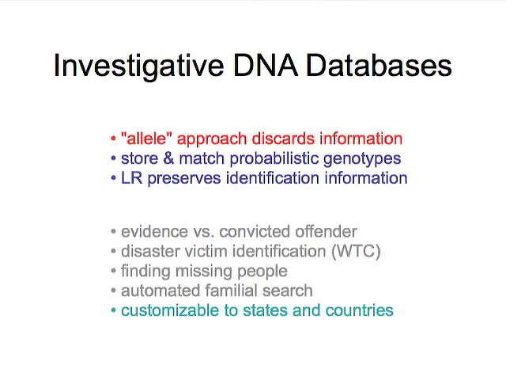With TrueAllele, we use evidence versus convicted offender match. When we redid the World Trade Center data, we showed we could use it for disaster victim identification. The same methods can be used with kinship to find missing people, and with TrueAllele, it can completely automate familial search. Automate meaning you don't do anything except let the computer solve it for you in the background. And we set this up so that it can be customized to each state and each country to its own jurisdictions, laws, and so on.